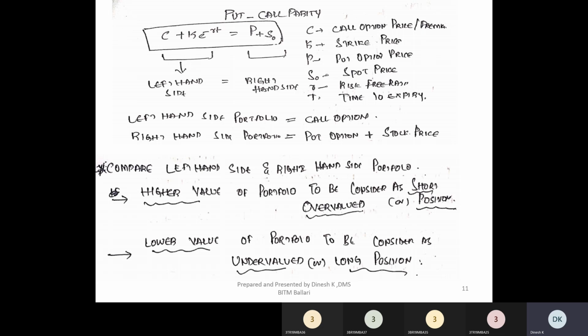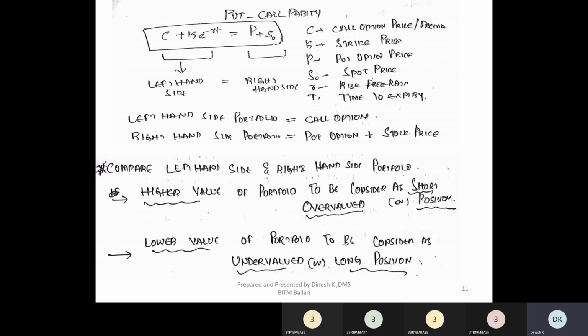When there is a difference, the next question is which is the higher value and which is the lower value. That is the next important thing you need to understand here. Comparing the left hand side portfolio with the right hand side portfolio, call option on one side and the put and the spot price on the other, one would be higher and one would be lower. When it is equal, both are the same. If not equal, one portfolio would be the higher value and the other the lower value.